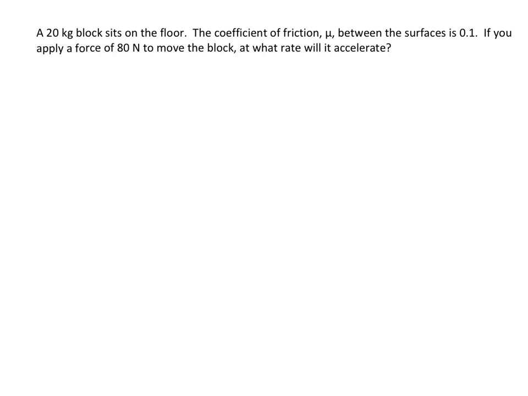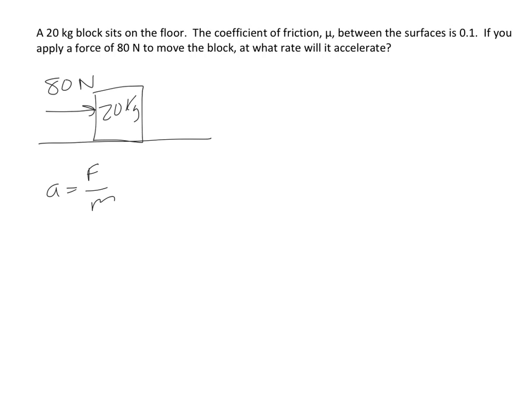Okay, here we have a friction problem, so I'm going to sketch this out. This is a block on the floor. The block is 20 kilograms, and we're applying a force of 80 newtons on the block, and we want to figure out its acceleration. Now, if there were no friction whatsoever, my acceleration would be, using the second law, simply 80 newtons divided by 20 would be 4 meters per second squared.